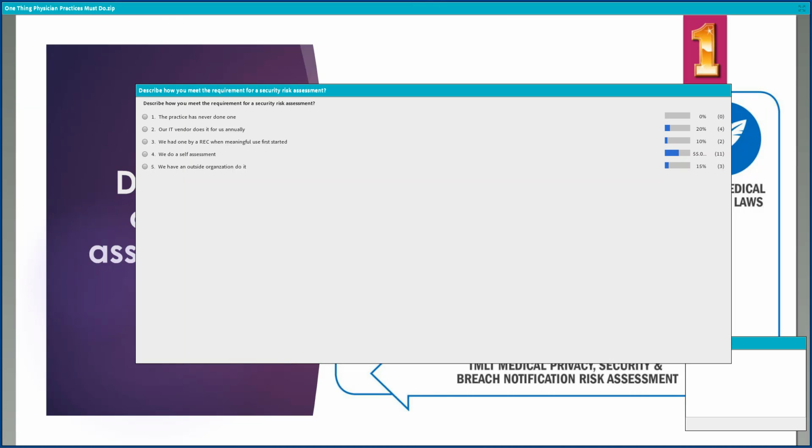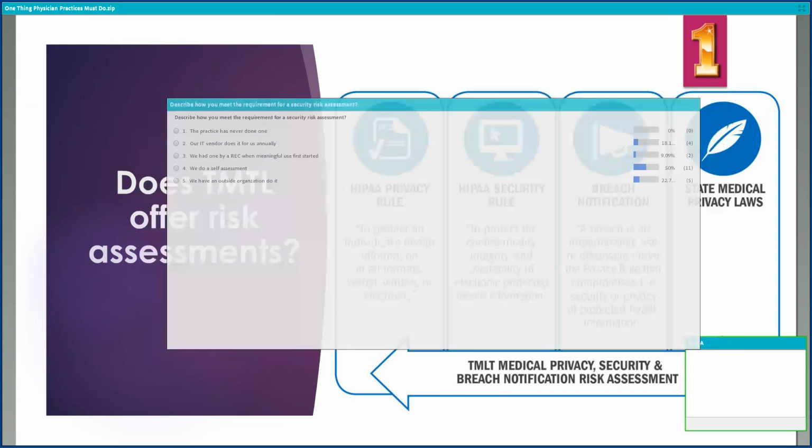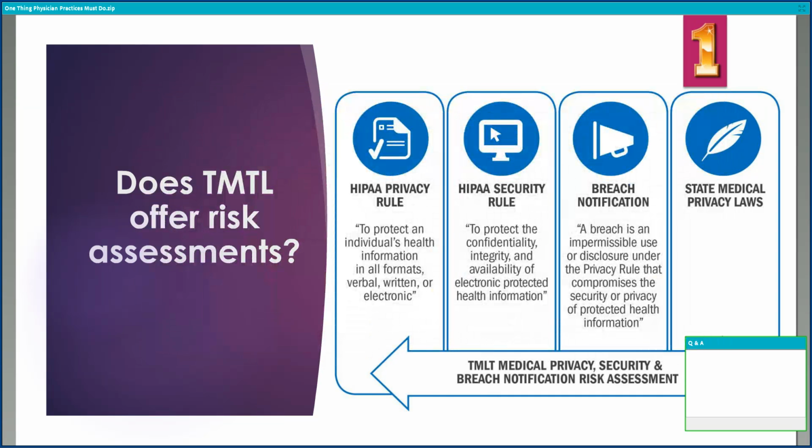It looks like the majority are doing self-assessments, which is a good option. And the best is that I see that no practices have not ever done a risk assessment, so that's great.